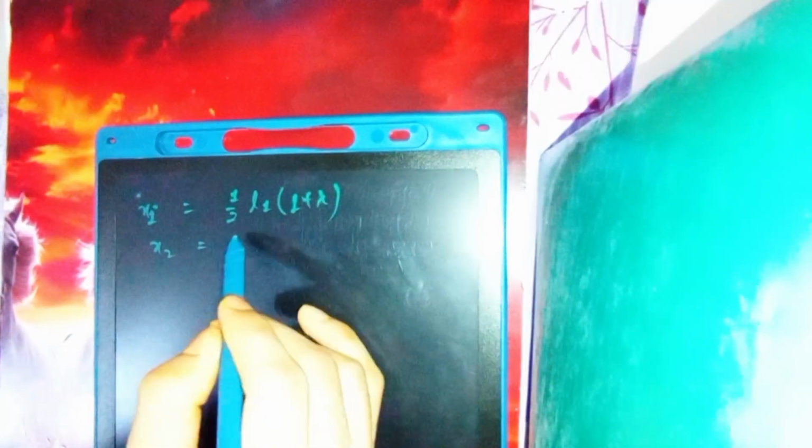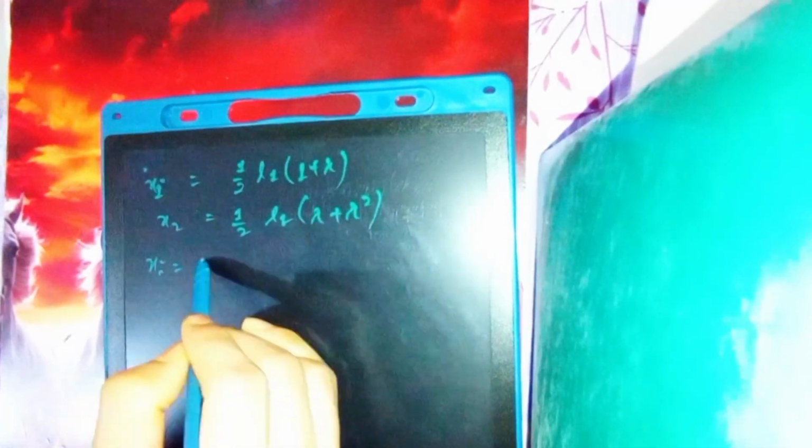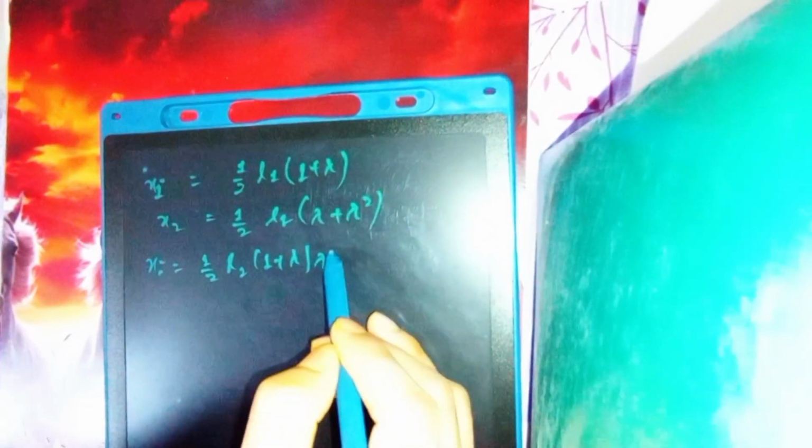Now for xi, from x1 what we got was 1 by 2 L1 times 1 plus lambda, and from x2 it was 1 by 2 L1 times lambda plus lambda square. So xi will be 1 by 2 L1 times 1 plus lambda to the power i minus 1. You can see from here.